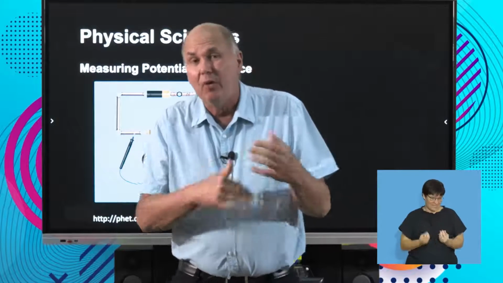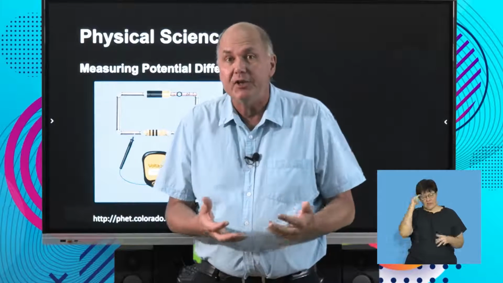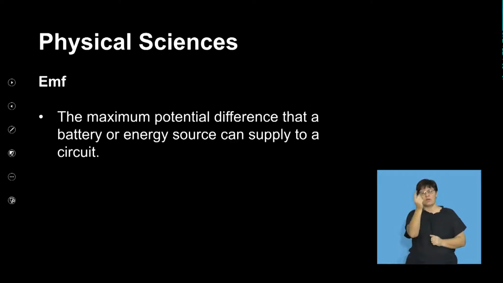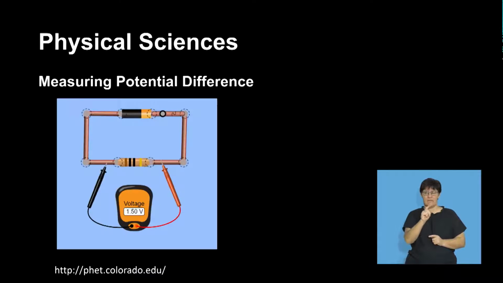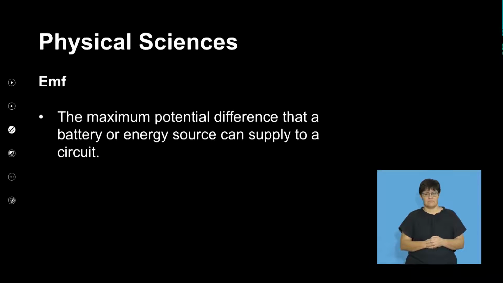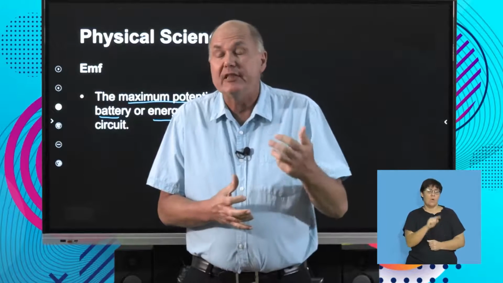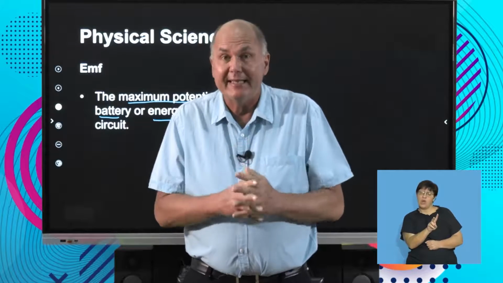Right, I think we've more or less laid the foundation for this section. There's just one last thing that I want to mention, and that is this idea of EMF. EMF is the maximum potential difference that a battery or an energy source can supply to a circuit. We're going to need to make sure that we are working with EMF as much as possible, and we're going to get used to doing that as we look at this principle of electromagnetic induction.